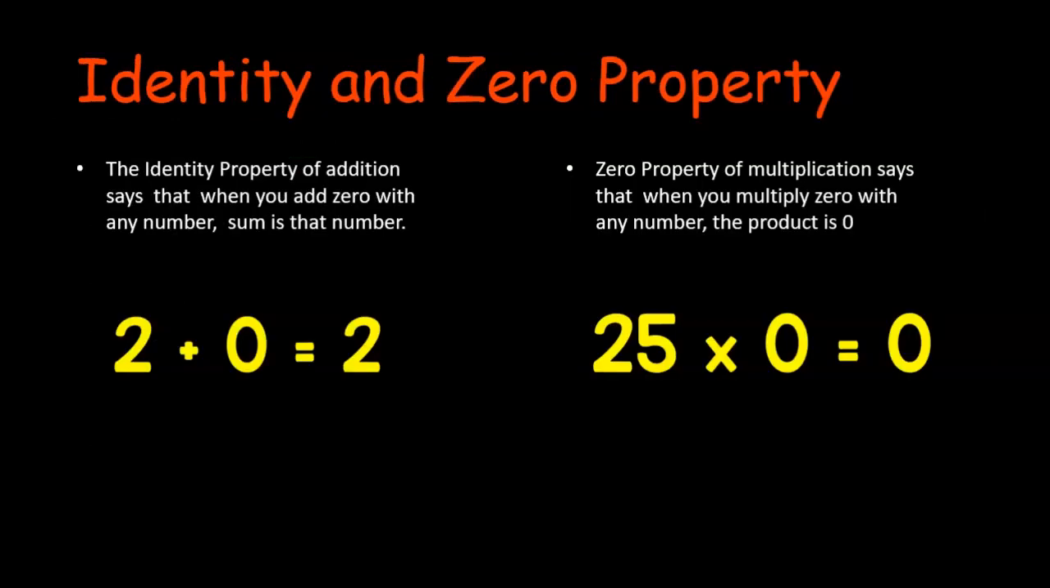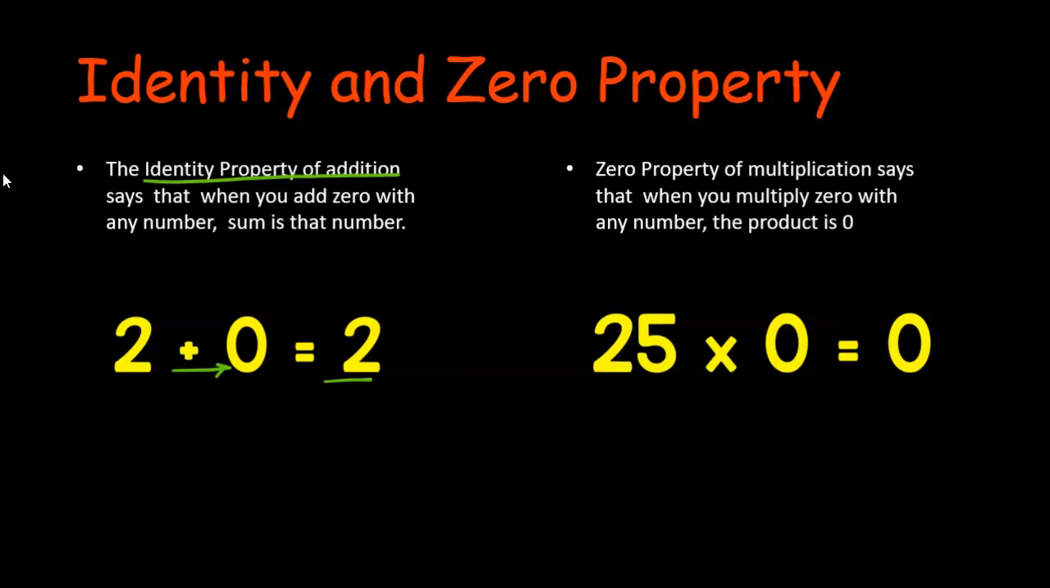And we're going to talk about the identity and the zero property. So the identity property of addition just means that when you add 0 to any number, you're just going to get the number.